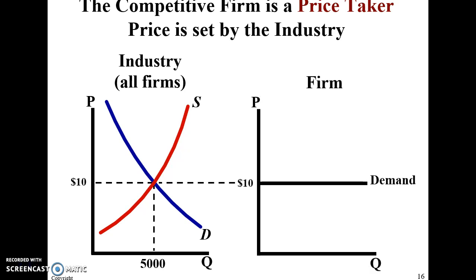So for this industry, price is set at 10. And remember, when you do this, you draw a dotted line from the industry to the firm. This is the firm's demand curve, which is horizontal, because they can sell as much as they want at the price of 10.